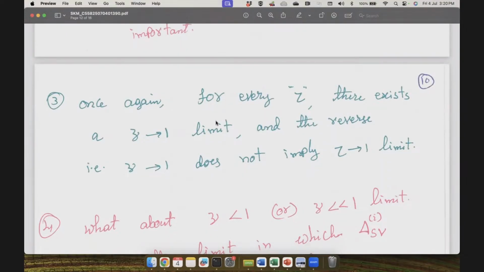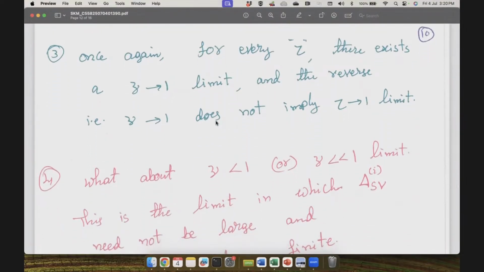Once again, for every tau there exists a z equal to 1 limit, but the reverse does not hold, that is, z equal to 1 limit does not imply that tau equal to 1 should exist. That is the most important point, and it is quite obvious. For example, at the LHC with root S equal to 13,000 GeV and MH equal to 125 GeV, tau is much, much less than 1. But z equal to 1 can always exist, and z equal to 1 doesn't mean tau has to be 1.